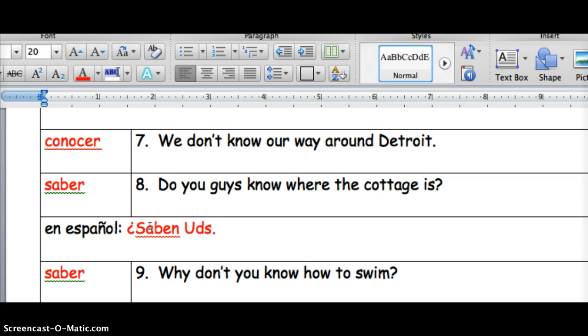If you're wondering why it is that it's saben first, remember in questions in English and Spanish, often the word order gets switched. So the verb comes first, then the subject. ¿Saben ustedes dónde está? We're talking about location. La cabaña. ¿Saben ustedes dónde está la cabaña?